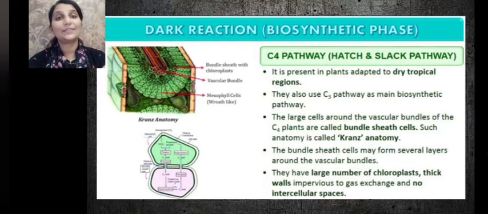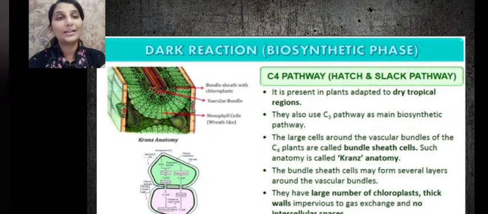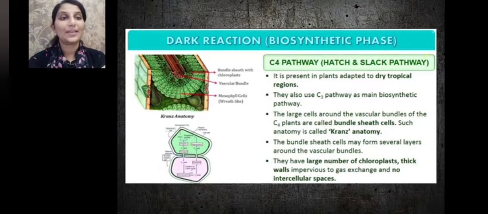These C4 plants share a special anatomy. And what is that anatomy? You can see they have the vascular bundles, which are made up of xylem and phloem. And around these vascular bundles, there are certain bundle sheath cells which wrap around them. So the large cells around the vascular bundles of C4 plants are called the bundle sheath cells. Such an anatomy is called Kranz anatomy. And the bundle sheath cells may form several layers around the vascular bundles.